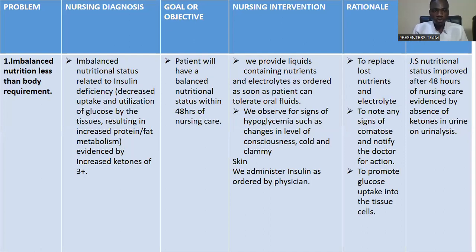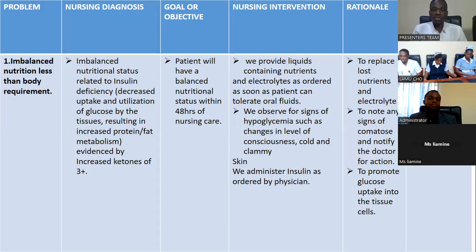Starting with our first problem, which is imbalanced nutrition less than body requirement, our nursing diagnosis was imbalanced nutritional status related to insulin deficiency. Of course, in this case, there will be decreased uptake and utilization of glucose by the tissues, resulting in increased protein or fat metabolism, which would be evidenced by increased ketones of 3+. And our objective, or rather the goal, was for the patient to have a balanced nutritional status within 48 hours of our nursing care.